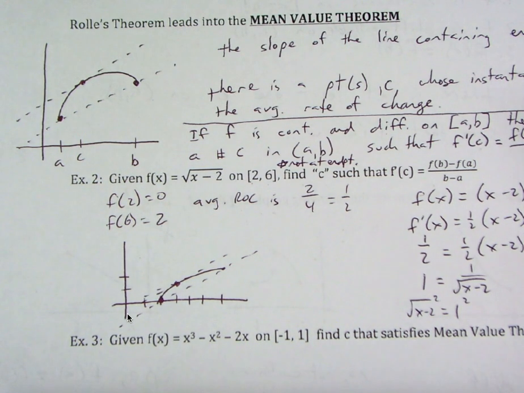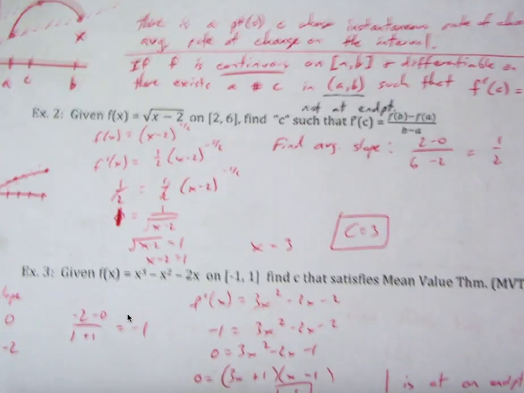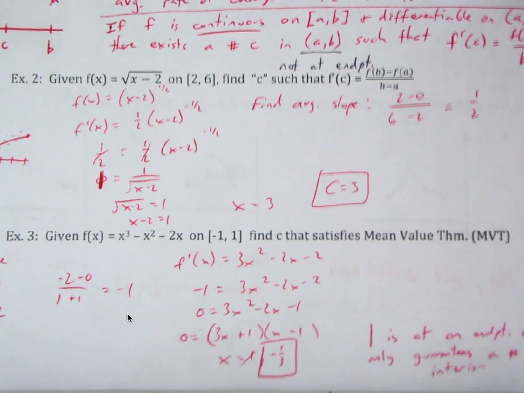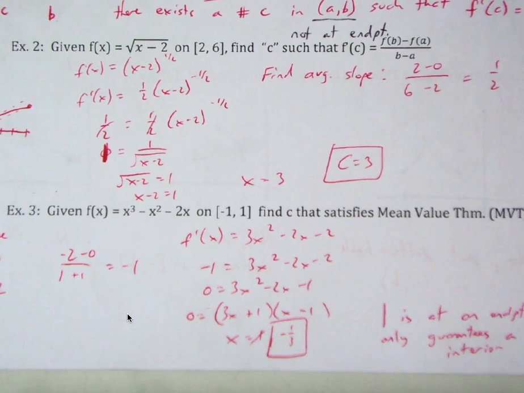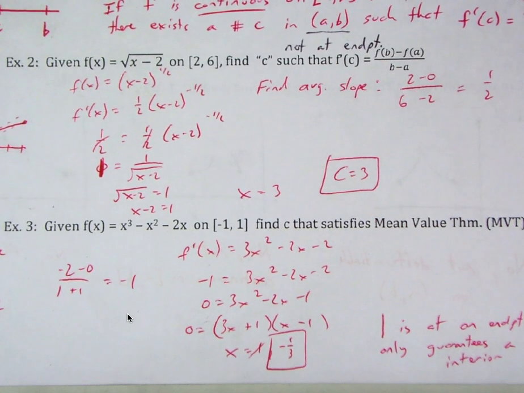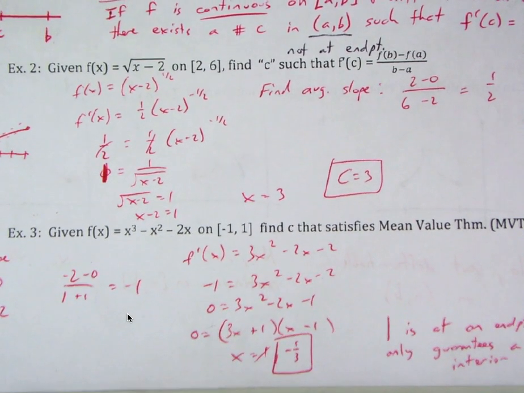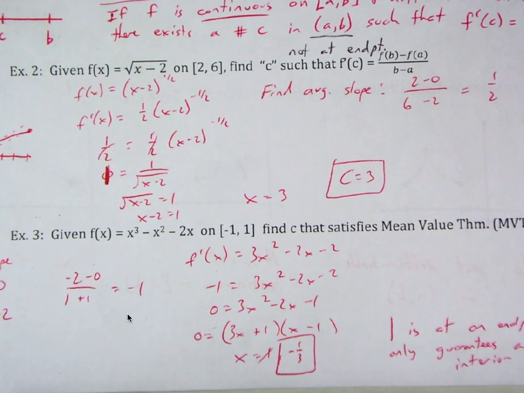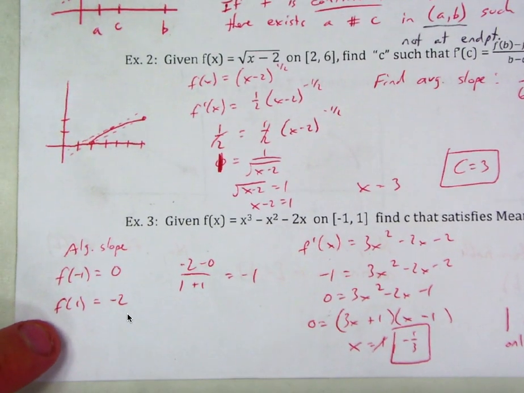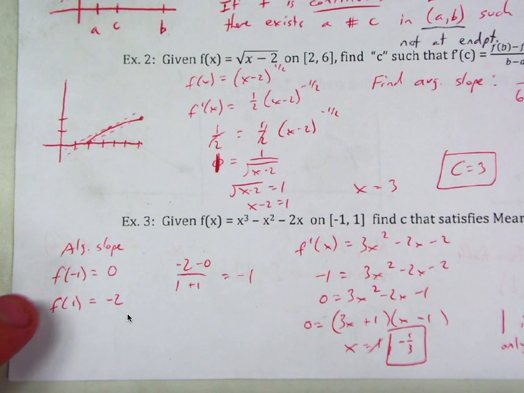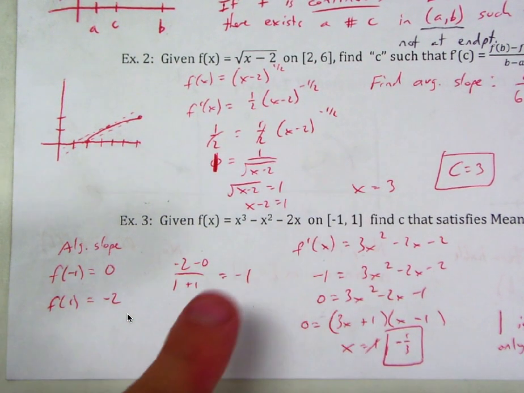Okay, welcome back. So I'm going to put the answer up here. You guys can see how you did. So it says, given this function, find c that satisfies the mean value theorem. Mean value theorem says there is a c value in the interval whose instantaneous rate of change equals the average rate of change. The first thing I would find is the average rate of change. Find the y values at the endpoints and then do slope formula.